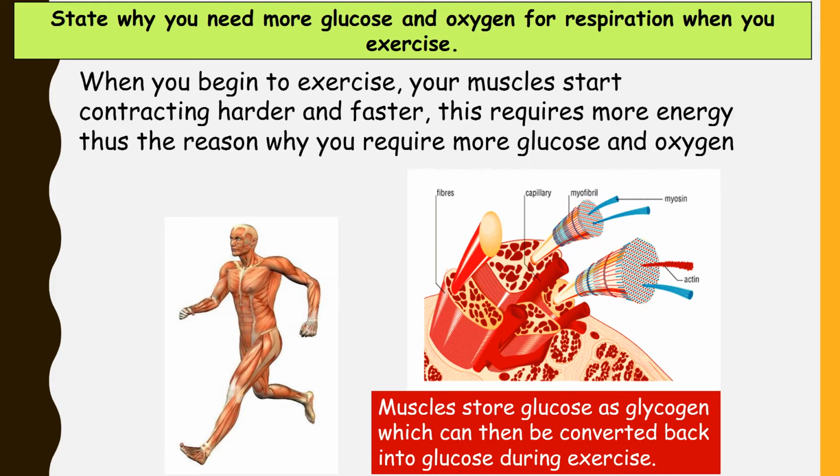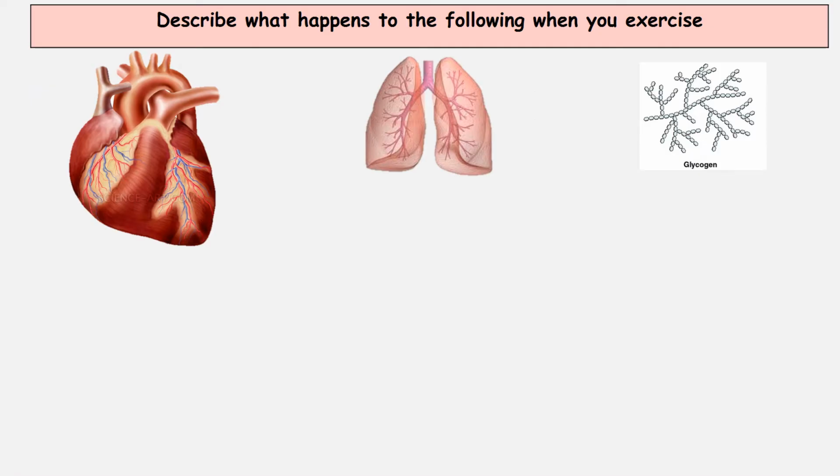So even though there will be glucose in the blood, muscles will actually have a store of glycogen so that it can be accessed quickly for a prolonged period of time. So well done if you found that. For the next one, describe what happens to the following when you exercise.